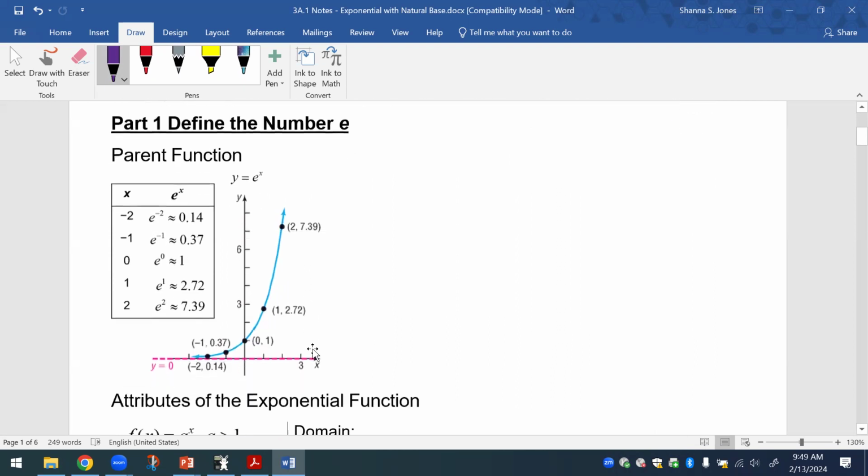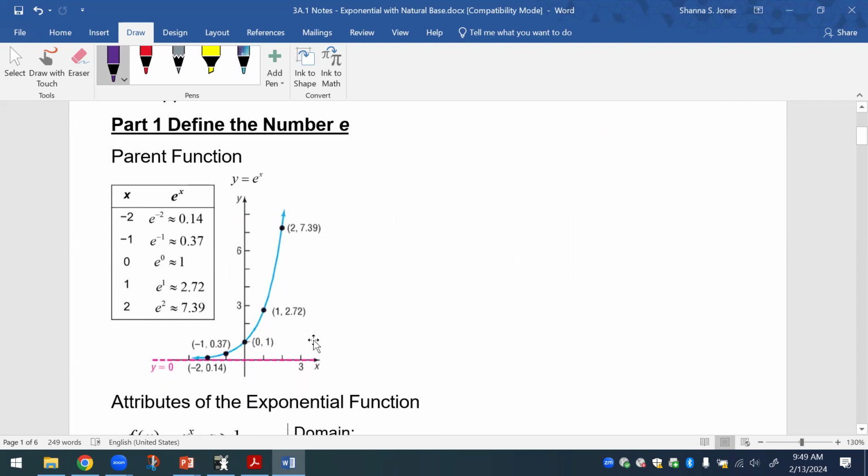Okay, so up first, we have the parent function for e to the x. So this is y equals e to the x. Just like all exponential functions, you have your y-intercept at 0, 1. And then your values are just going to be e to the negative 1, e to the 0, e to the 1, e to the 2. These are the exact values. However, you can't graph them, so you're going to approximate them.